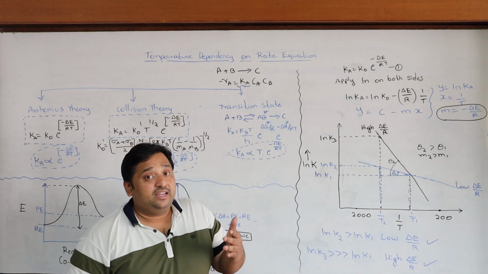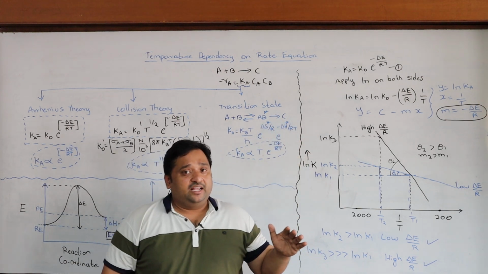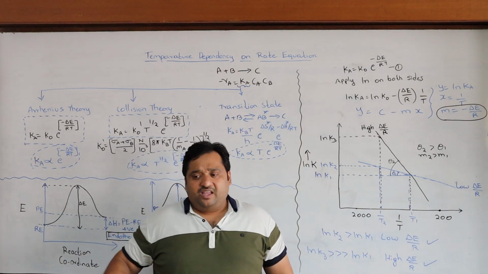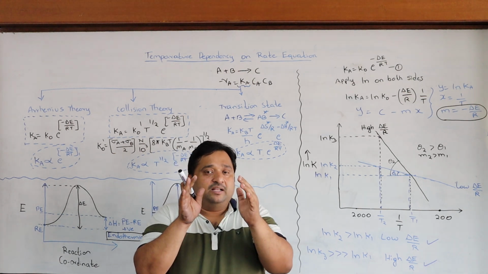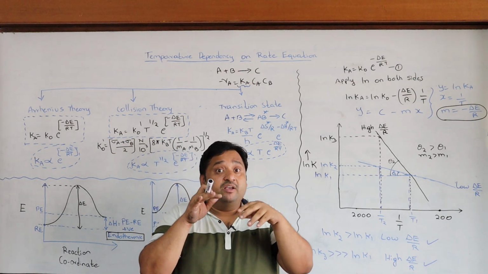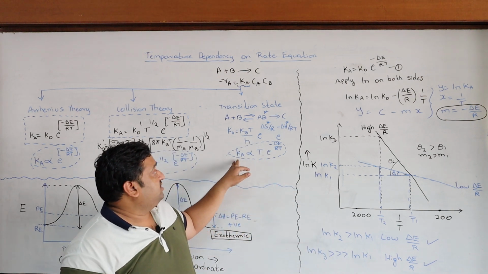Similarly, another theory that came into place is called the transition state theory. It is a kind of activated state theory. Every molecule should reach a certain state, and after reaching that certain state, the product formation takes place. That is what this says.